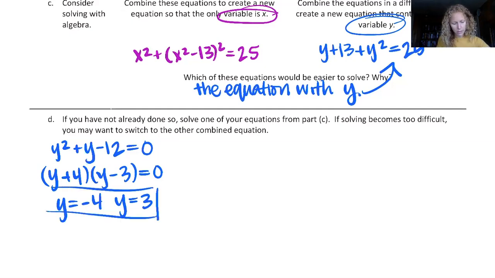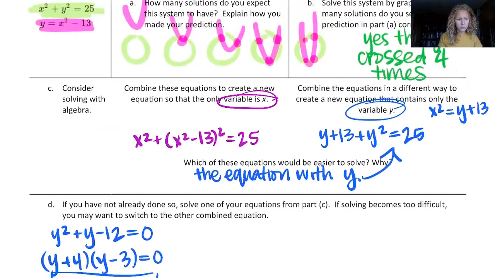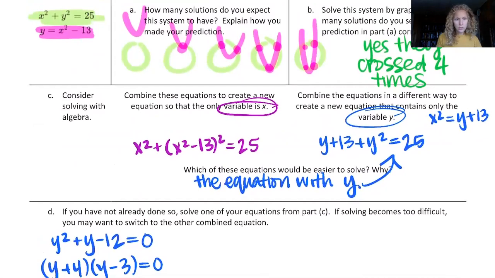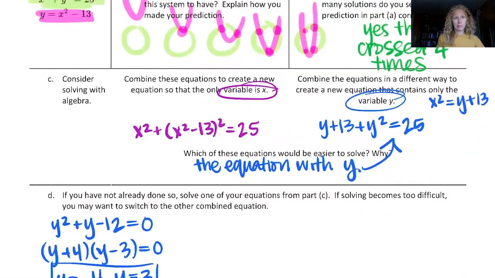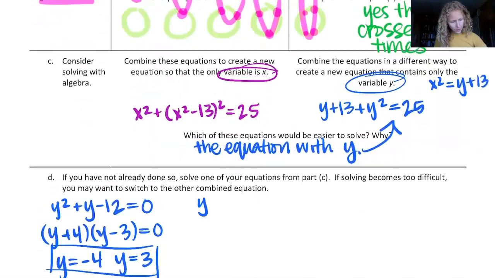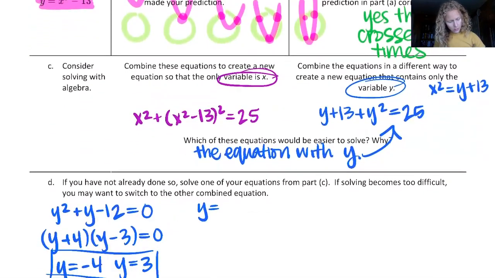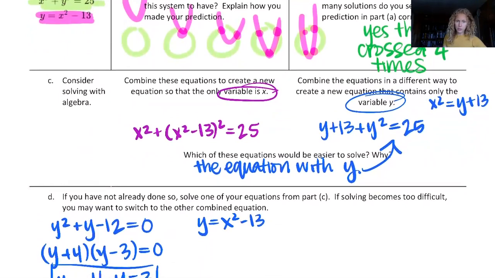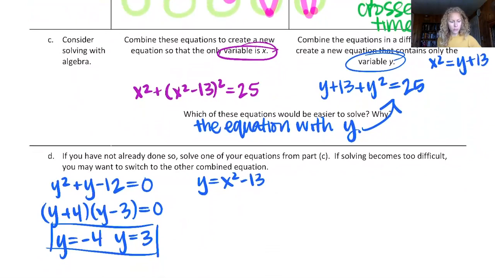If we found the y values, we are going to need to plug them back into an equation to solve for the x values. In that case, which equation is easier? Kind of just depends. I guess I'm going to go with the one on the bottom. So the bottom equation, if we think about it, is y equals x squared minus 13, right? We're going to have to do this 2 different ways because we have 2 different y values.